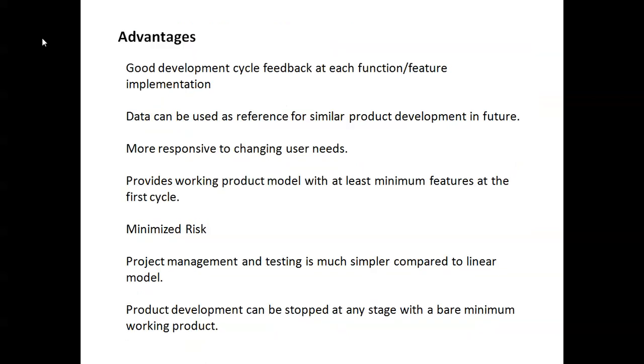The advantages: good development life cycle feedback, and the data can be used as reference for similar product development in future. It is more responsive to changing user needs and provides a working product model with at least minimum features in the first cycle. Every cycle gives some need and minimum requirement, and it minimizes the risk. Project management and testing are better compared to the linear model, and errors are reduced. Product development can be stopped at any stage with a bare minimum working product.